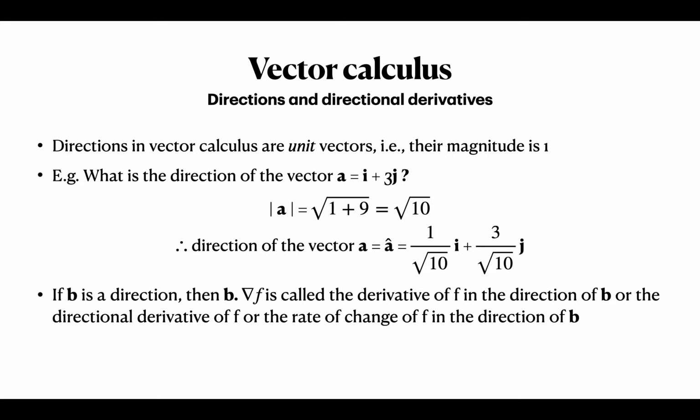And you will notice, guys, that we've got b dot the gradient of f. This is the scalar product of two vectors. So what I'm going to get as a result of multiplying b by the gradient of f using the dot product, I'm going to get a scalar. I'm going to get a number as a result of doing this. What is particularly important, though, in the context of this question, is that when you're doing that combination, b must be a unit vector. And if it's not a unit vector, you must make it a unit vector, as I did for the vector A.